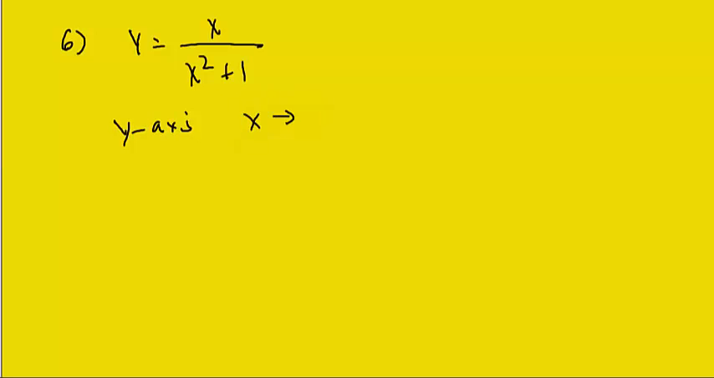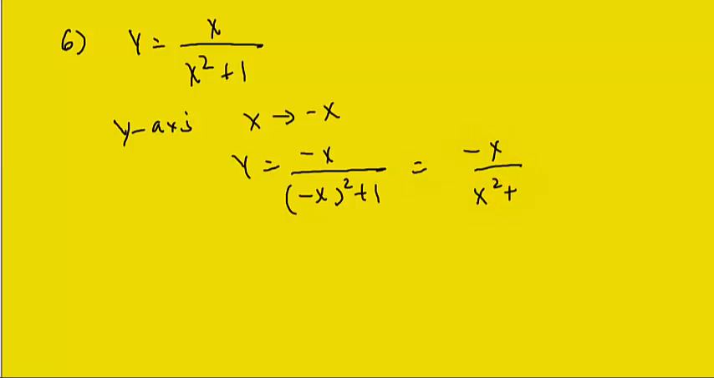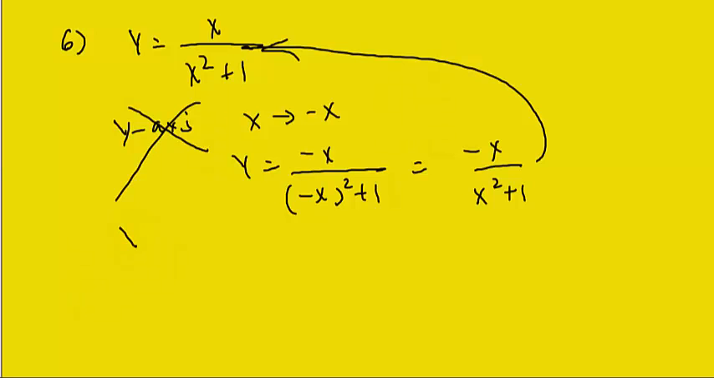Number 6: y is equal to x over x squared plus 1. Y-axis: we're going to turn x's into negative x's. When you do that, you get y is equal to negative x over negative x squared plus 1, which is negative x over x squared plus 1. Is that the same as that right there? Nope. So that's gone.